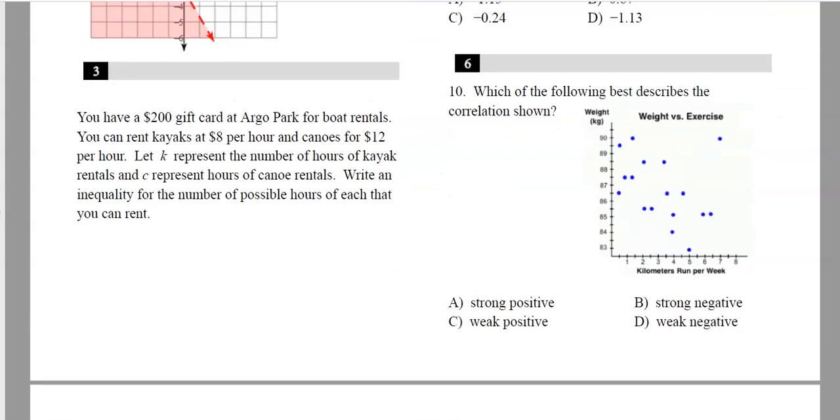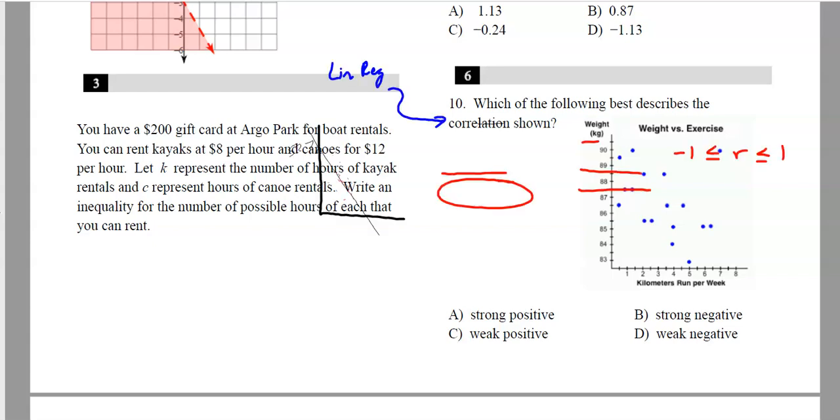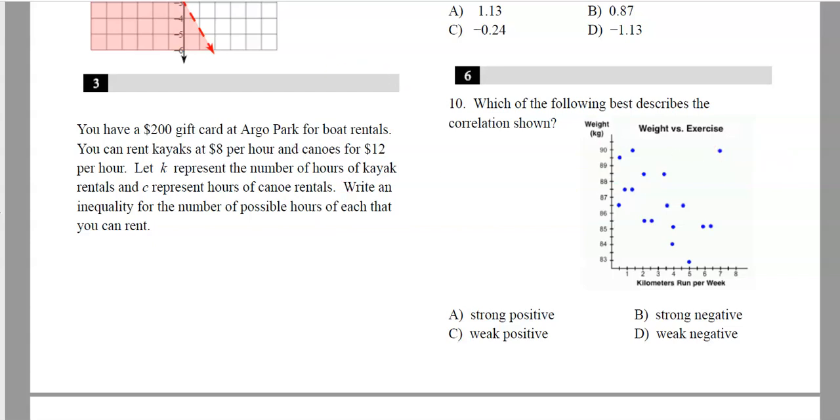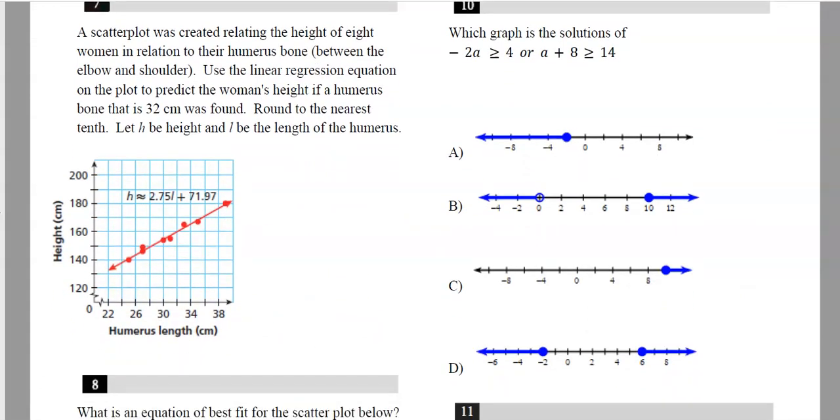All right. Number 6, which of the following best describes the correlation shown? Well, this isn't a great graph, and I kind of purposely made these a little bit weird. But the data definitely is trending down as you move to the right, so I know it's negative. And they definitely don't stay tight to a line. So I think this is a weak negative relation.